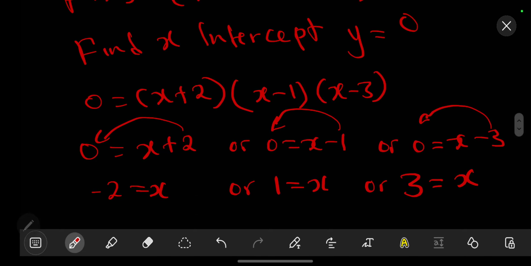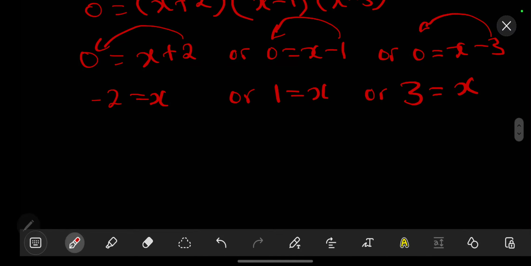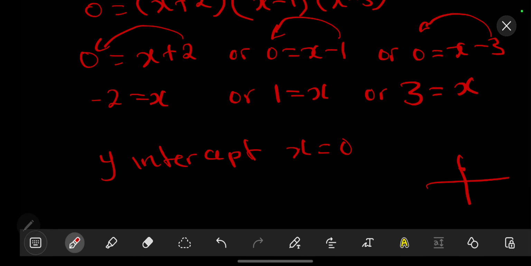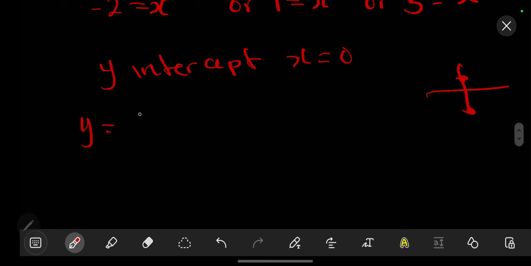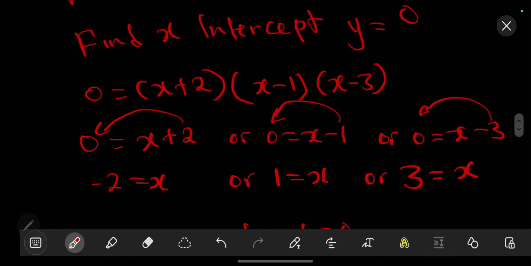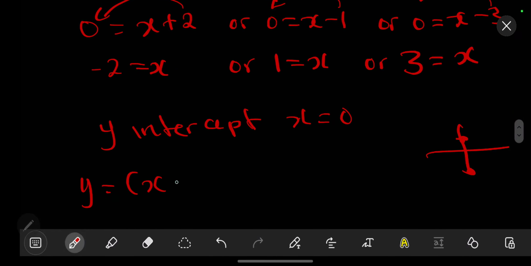So let's just find our y-intercept in advance. For our y-intercept, x should be equal to 0, so along the y-axis, x is equal to 0. So for our equation, y should be equal to x, x plus 2, x minus 1, and x minus 3.